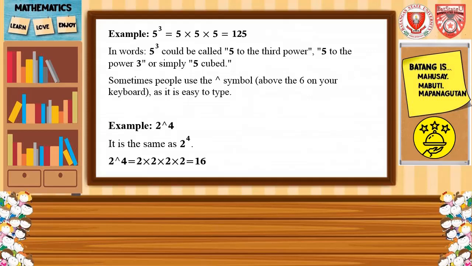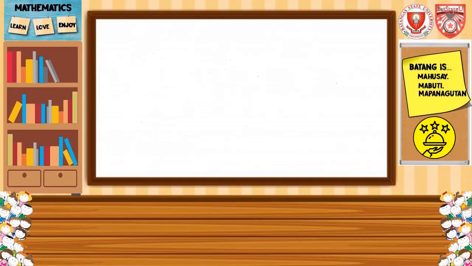Sometimes the use of this symbol that we can find in the number 6 on our keyboard, as it is easy to type, so we can write it as 2 raised to the 4th. So it means we have 2 times 2 times 2 times 2, which is equal to 16.